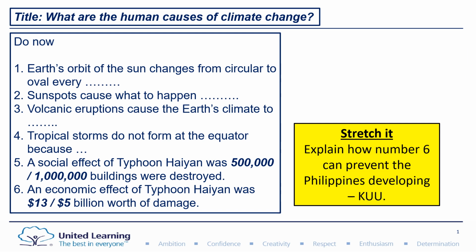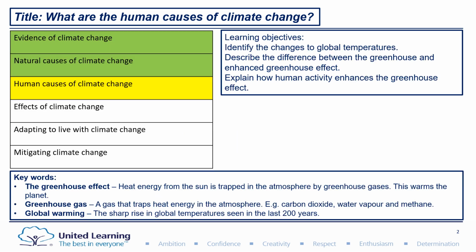To stretch it, that would prevent the Philippines developing, as the government will have to pay for repairs or take out loans, which means they've got less money to invest in public services like schools, so therefore leading to a lower skilled workforce. Right, so today we're looking at human causes of climate change.